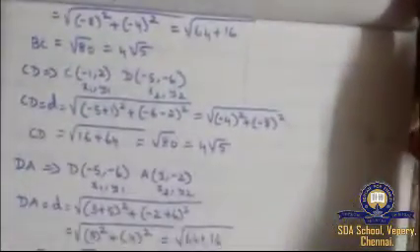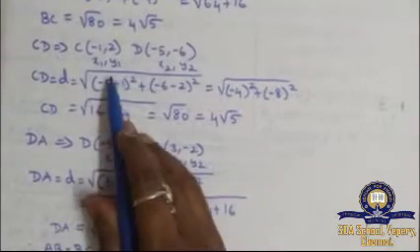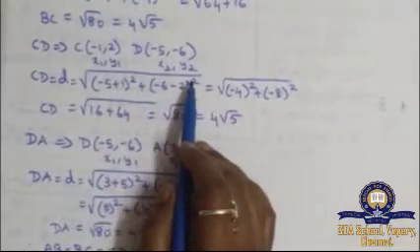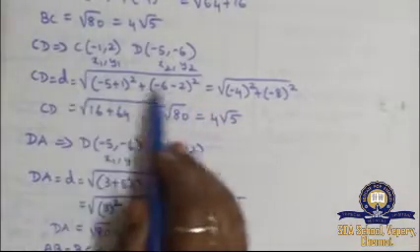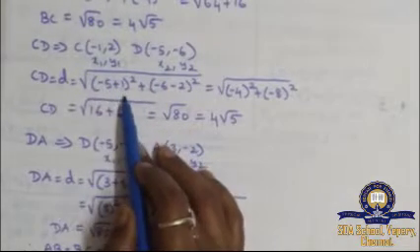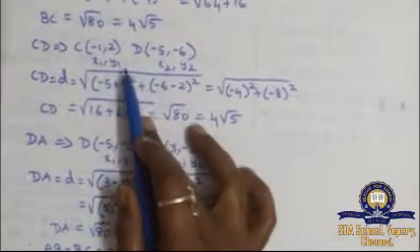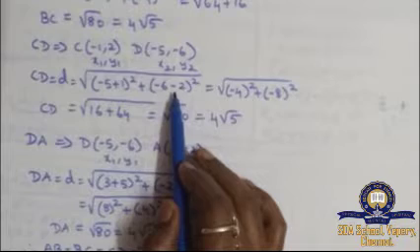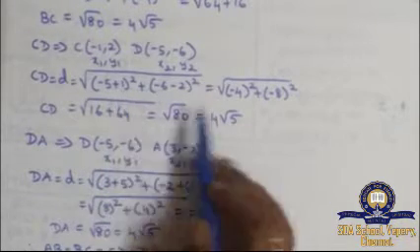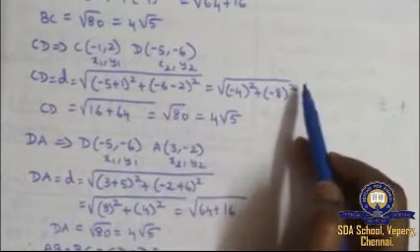Next, CD. C is minus 1 comma 2. D is minus 5 comma minus 6. x1 comma y1, x2 comma y2. Distance is equal to root of x2 minus 5 minus x1 is minus 1, so plus 1 the whole square, plus y2 is minus 6 minus y1 is 2, only 2. So I cannot change the symbol, minus 2 the whole square. Minus 5 plus 1, minus 4 the whole square. Plus minus 6 minus 2, minus 8 the whole square.